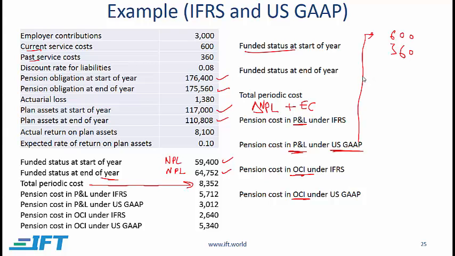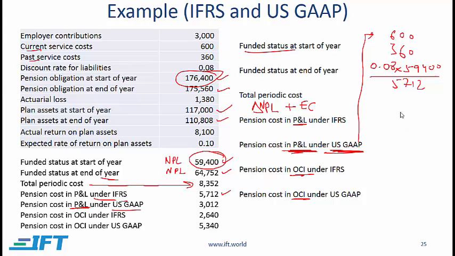Then we are also going to have the interest cost, which is 8% or 0.08 multiplied by the pension obligation at the start of the year, which is this number, 176,400. So we add all these together and we should get the pension cost under IFRS, which is 5712. Then the pension cost that is shown in the profit and loss if we were using US GAAP. With US GAAP, only the current service cost is shown in the P&L, so we have 600.